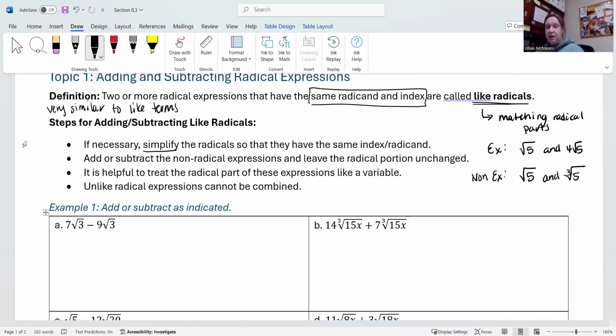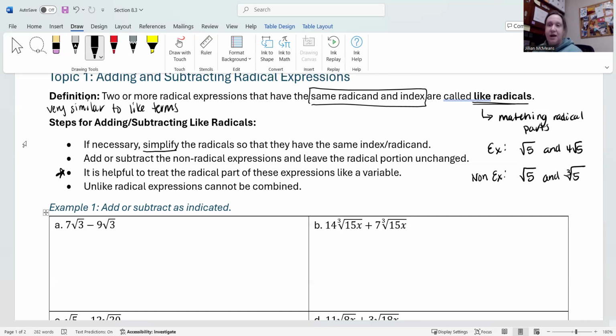So when you have these radical expressions, again, they are not variables, they are numbers, okay? But we treat them like variables. So if there's a coefficient on a radical, you can add or subtract those coefficients, and then you just leave the radical part alone, okay? And then here's what I've kind of been saying. It's helpful to treat the radical part of these expressions like a variable.